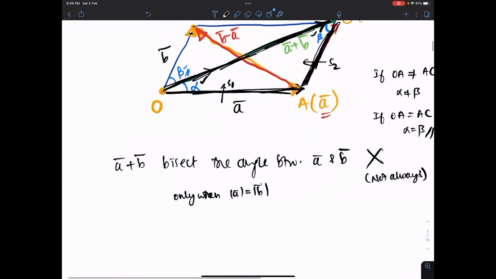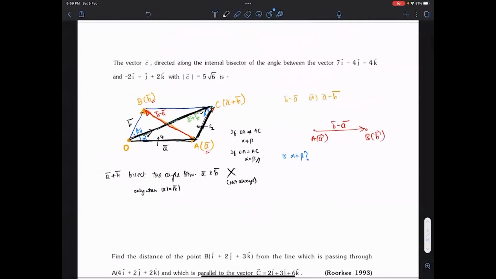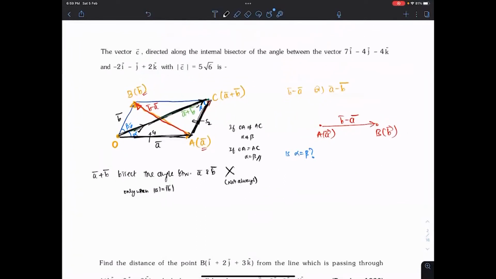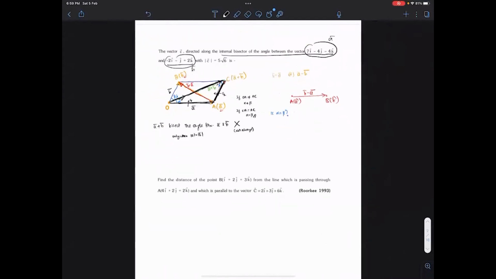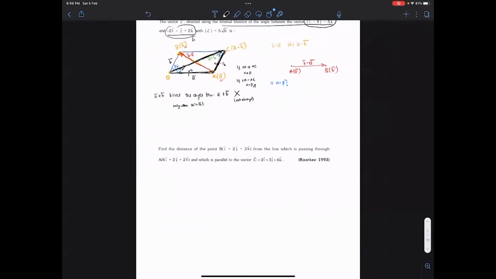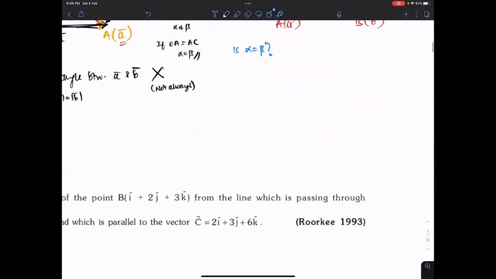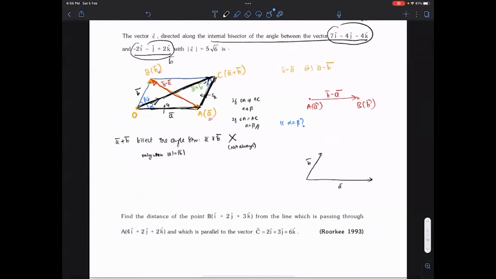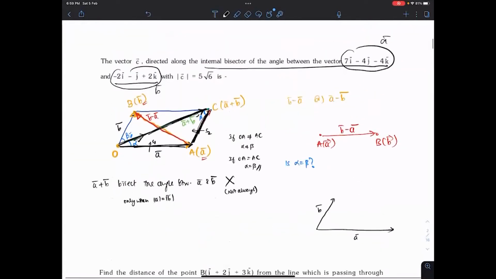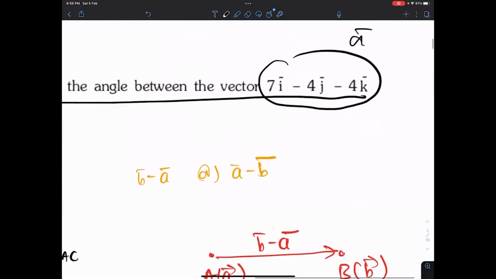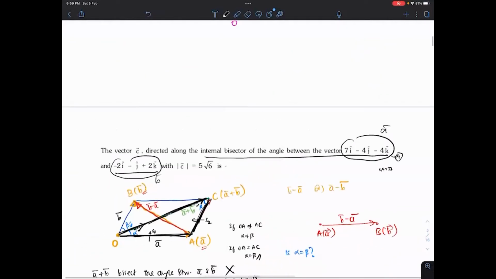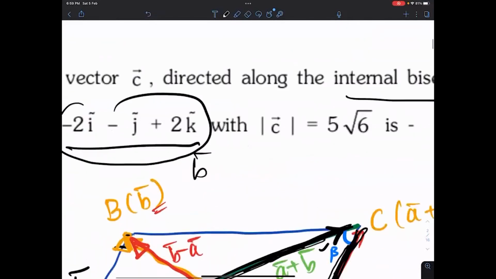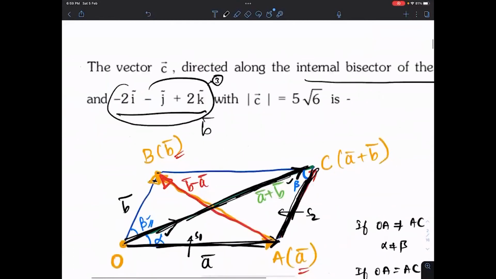Now, let us see what they are asking: the internal angular bisector between these two vectors. Let us say this vector is A bar and this vector is B bar. Okay. So these are the two vectors, A bar and B bar, of different length. Na? Immediately from here we can see the length of this vector: 49 plus 32, 81. The length of this vector is 9. Okay. What is the length of this vector? 3.